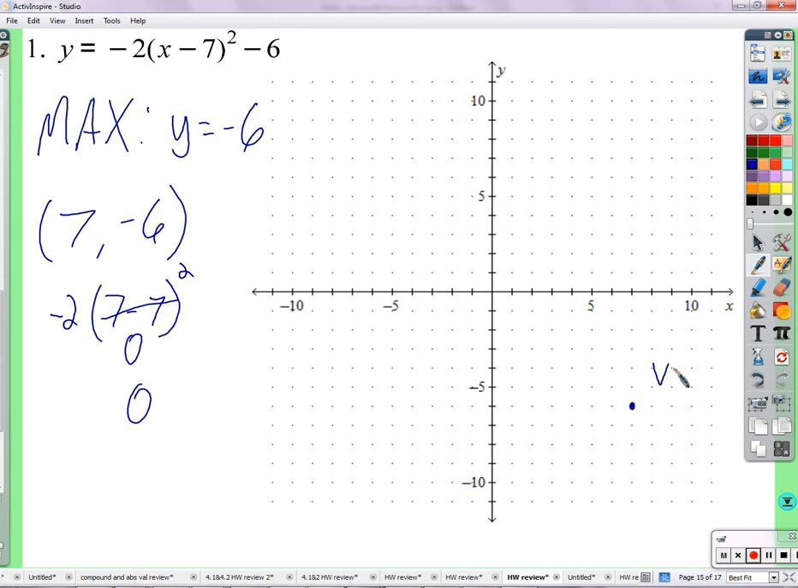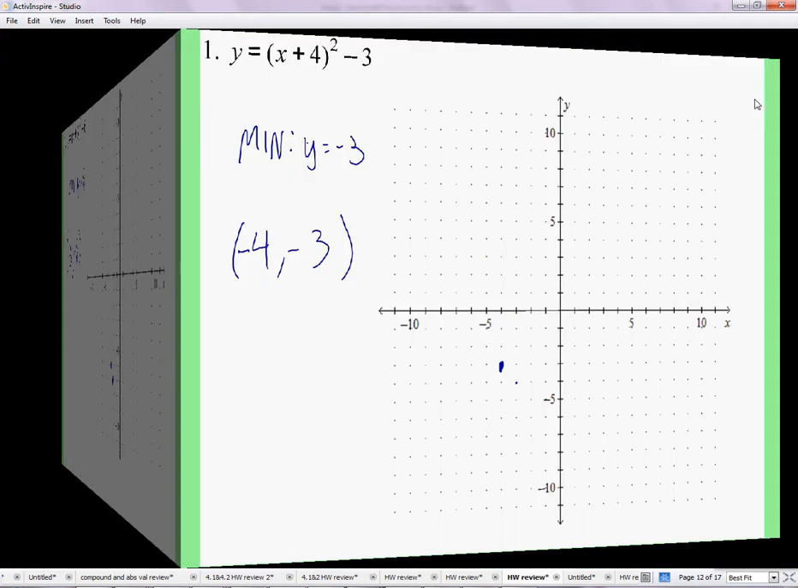All right. So, we found the vertex for all of these. Let's go back to the first one and finish it up.